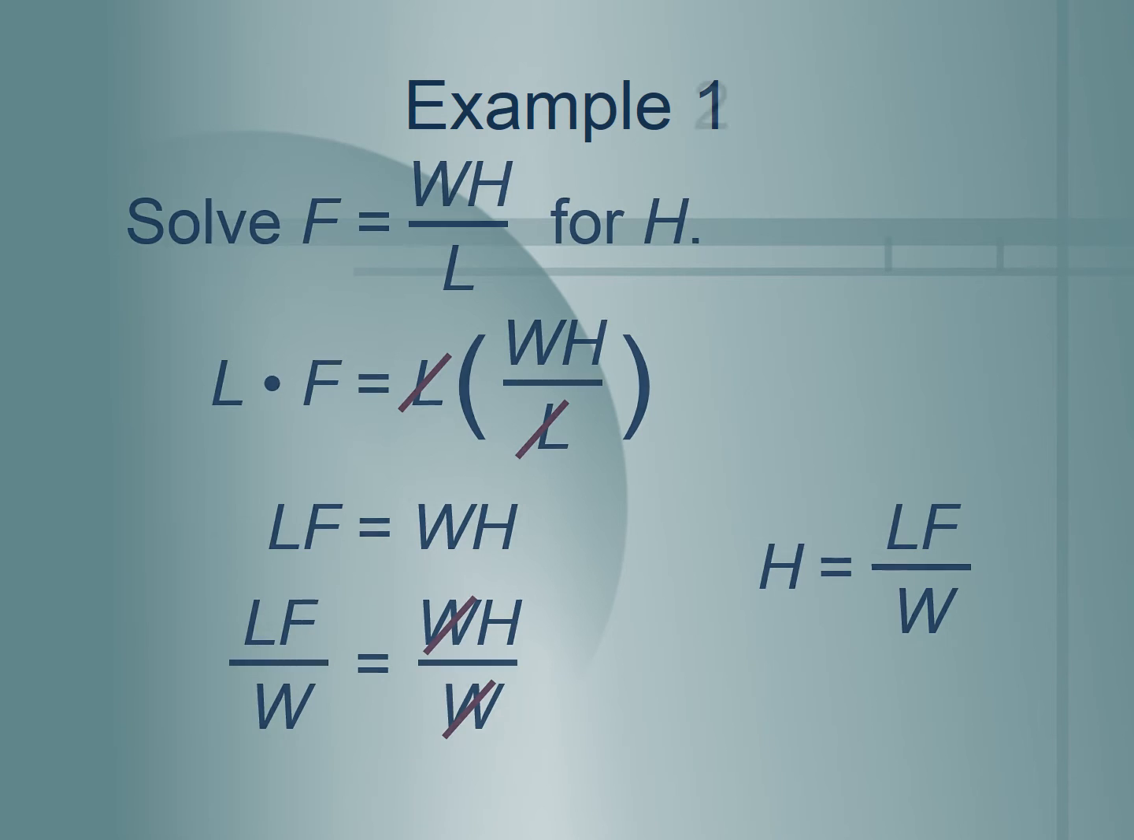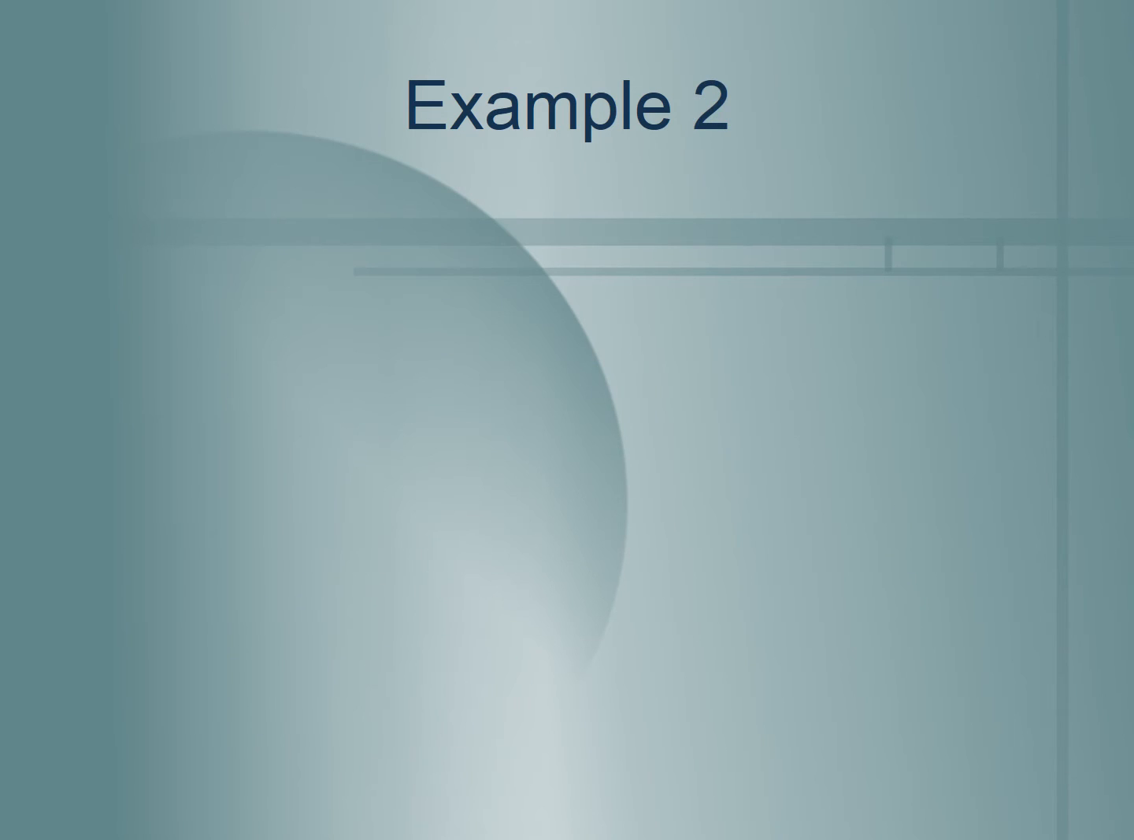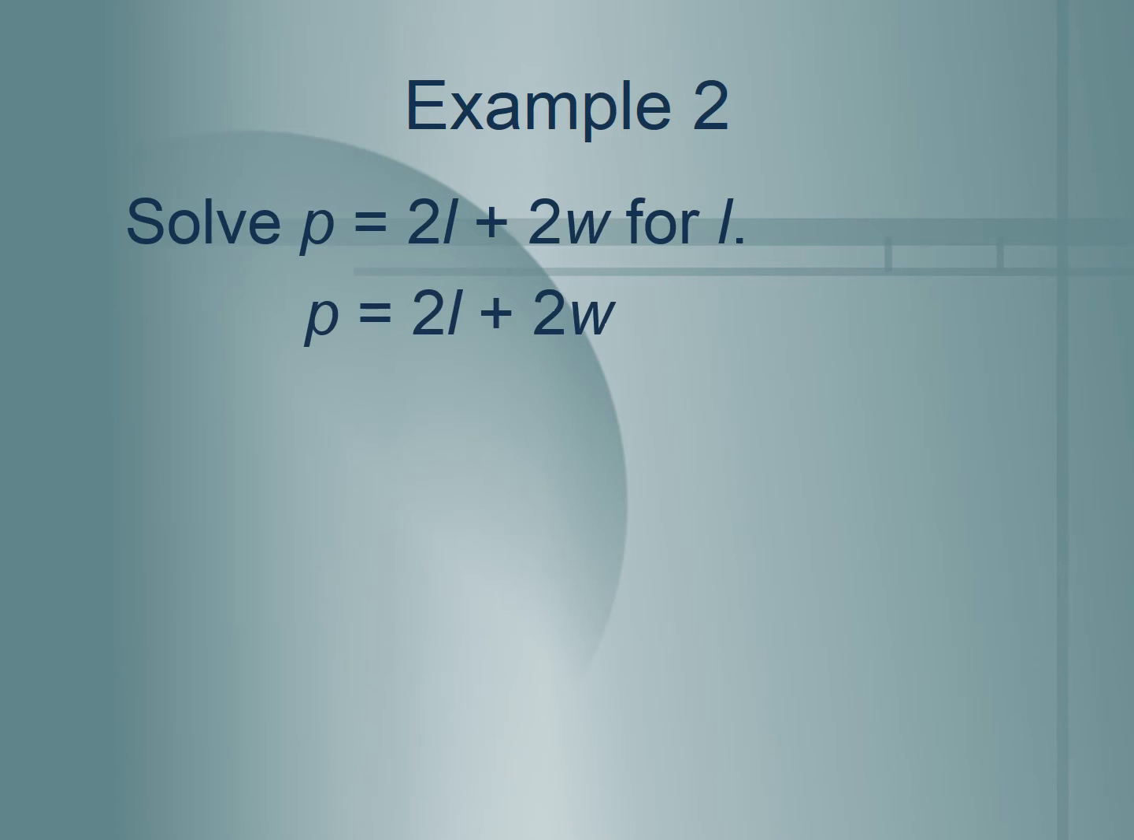Let's take a look at another example. Let's say we have P is equal to 2L plus 2W. This is actually the formula for perimeter. We want to solve for L. So the first thing we want to do is undo everything that's happening to L. So we're going to take care of this addition first. So it's plus 2W. So we're going to subtract 2W from both sides. So now we have P minus 2W is equal to 2L.